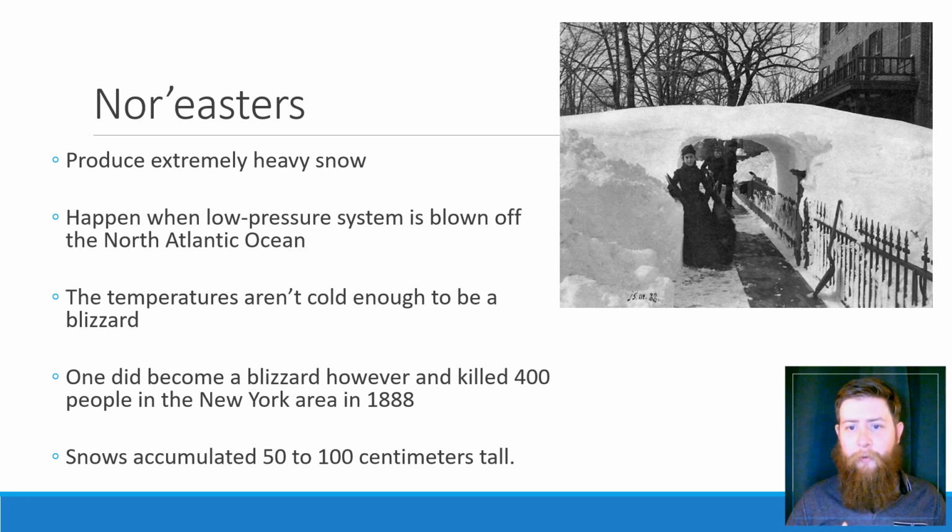Nor'easters produce extremely heavy snow. We've talked about them before. It happens when we get this low pressure system off of the North Atlantic Ocean. The temperatures aren't cold enough to make a blizzard, but if they do, they are really, really devastating. We did have a blizzard in 1888 in New York, and it killed 400 people. But the nor'easters can have a lot of snow, up to 50 to 100 centimeters tall.